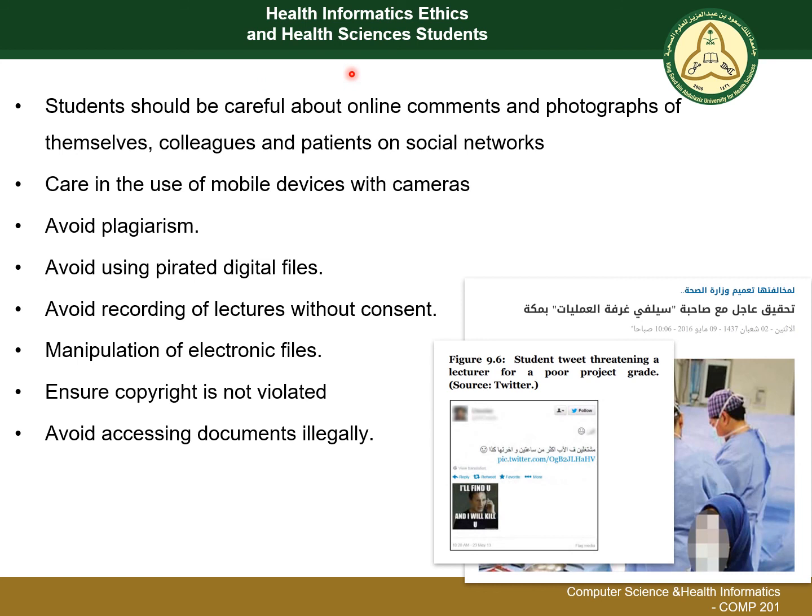So here we have health informatics ethics for health sciences students. These are the codes of ethics that a medical or health student should follow. First, students should be careful about online comments and photographs of themselves, colleagues, and patients on social networks. So when you are talking to a colleague or a patient, you need to be careful not to disclose sensitive information. Also, you cannot take a picture of a patient and post it online.